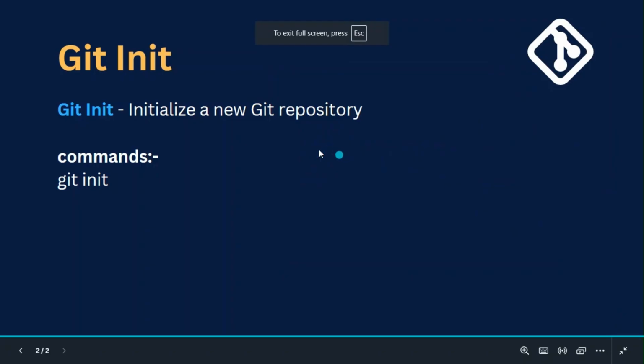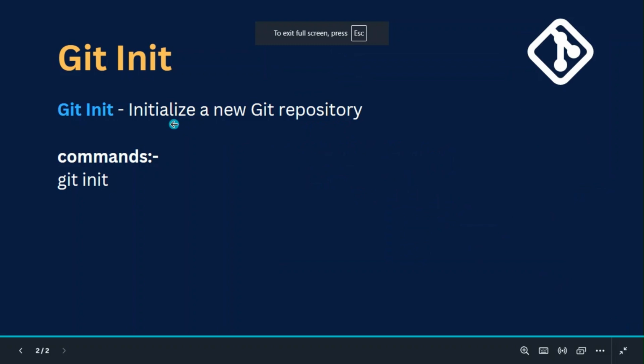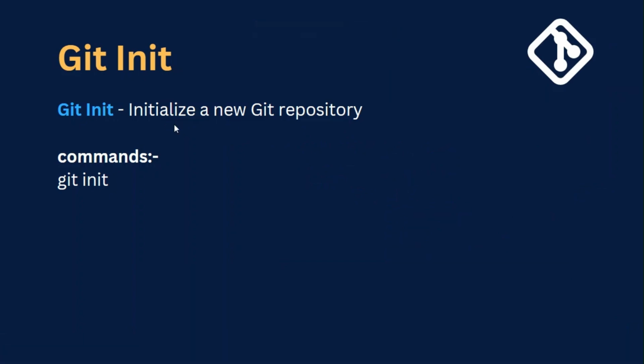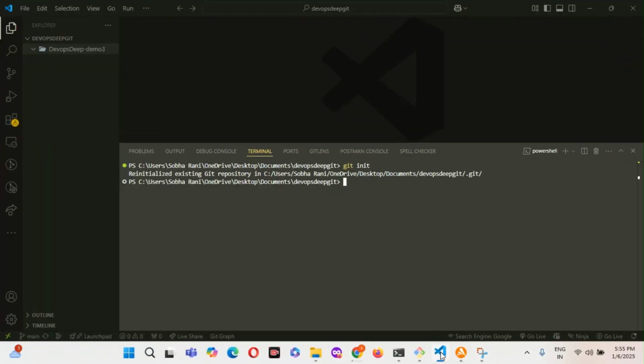The next command we will see is git init. What is git init? It is to start a new project. Initialize means start: initializing a new Git repository, starting a new project. Now we'll see the practical. Let's move on to Visual Studio. Clear it, then just type git init. I already did it two times, so that's why it says reinitialized. If you do git init the first time, it will say initialized.